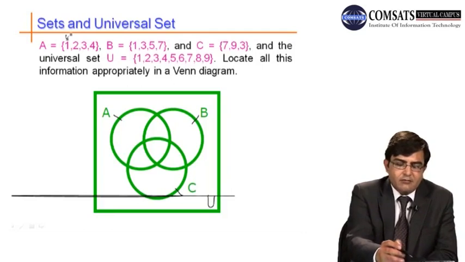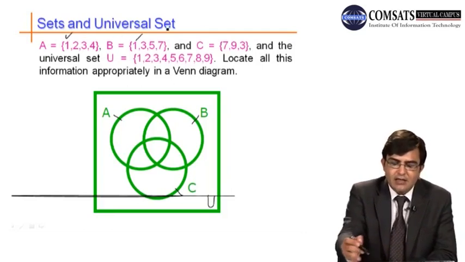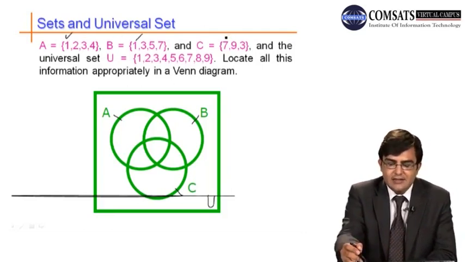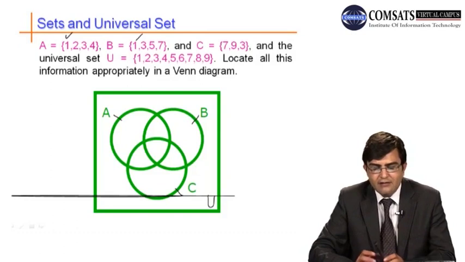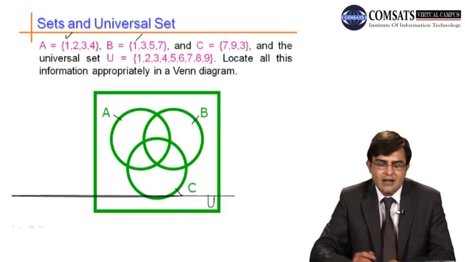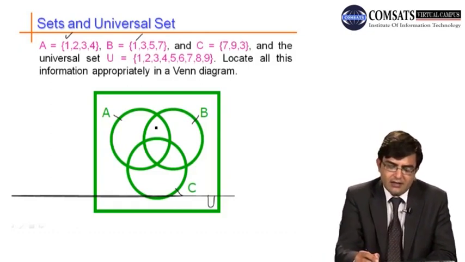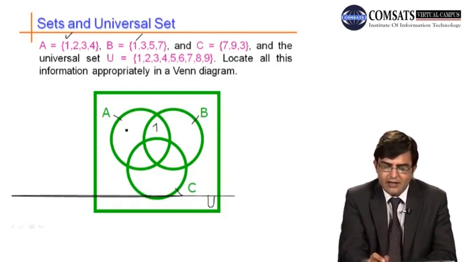First we see 1 is in A, 1 is in B, 1 is not in C. So 1 will come where we have the intersection of A and B, means where A and B have common region. So 1 will come here, because here we have A and B common region.